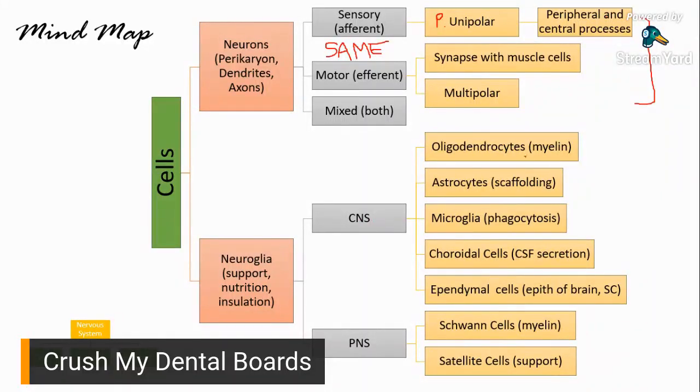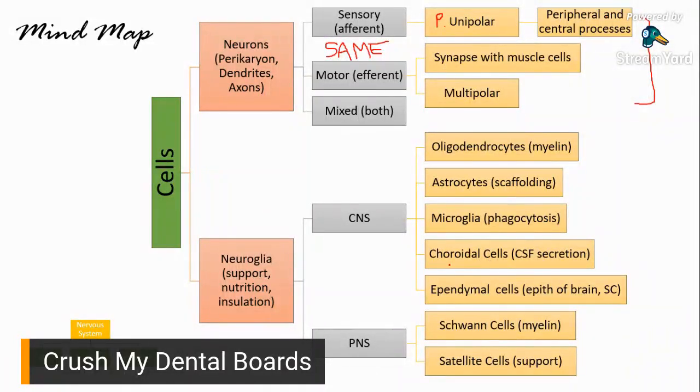For your central nervous system, we have your oligodendrocytes. We said that they are the ones responsible for producing your myelin sheath. And then we have astrocytes that serve as scaffolding, connecting one cell to the next, and it creates continuity in the tissue. So astrocytes, and then we have your microglia, which is responsible for phagocytosis.